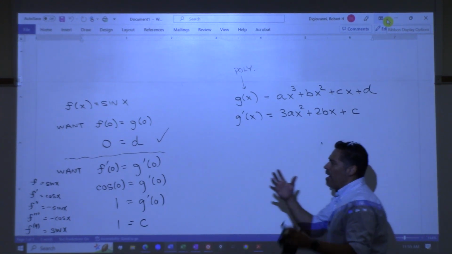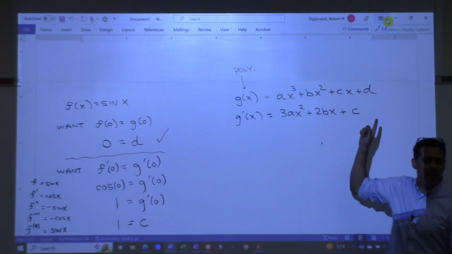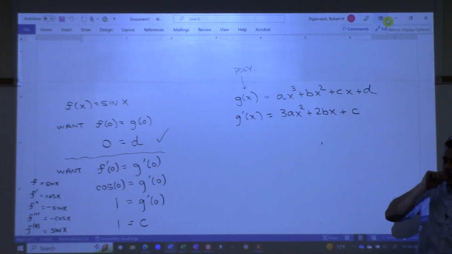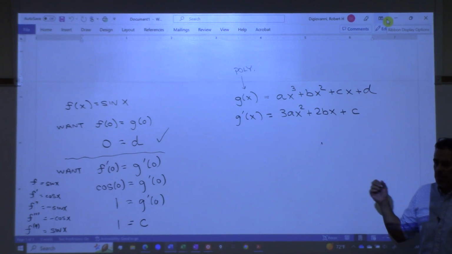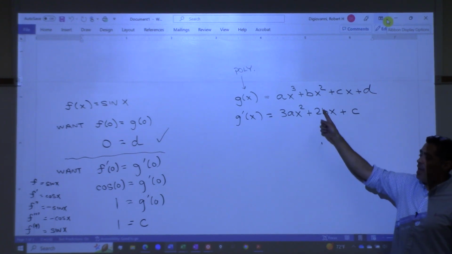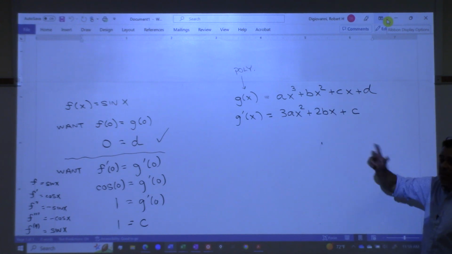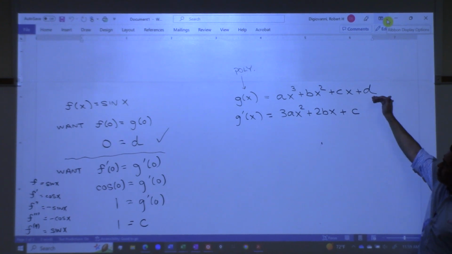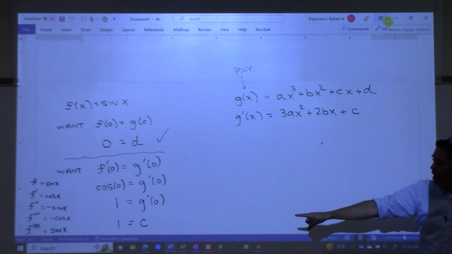See, again, I have the sine function. I'm trying to approximate it with a third degree polynomial. I just picked it. I could have gone 4th degree, or 5th, or 6th. Ultimately, I'd like for this to be an infinite polynomial, right? Because then that would be a power series. So I know that if I go with a 3rd degree polynomial, D should be 0. C should be 1.